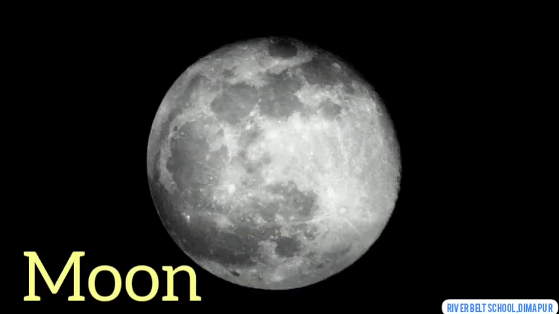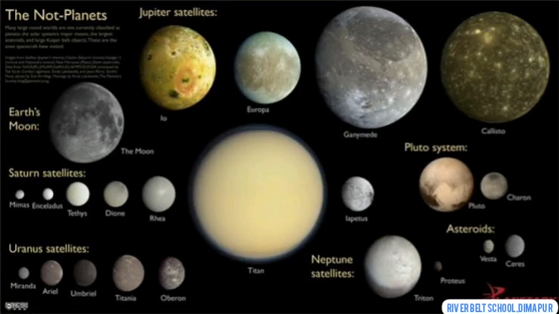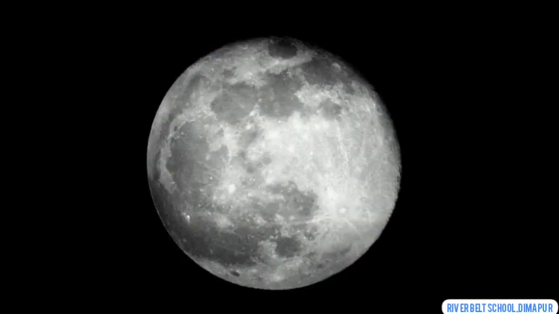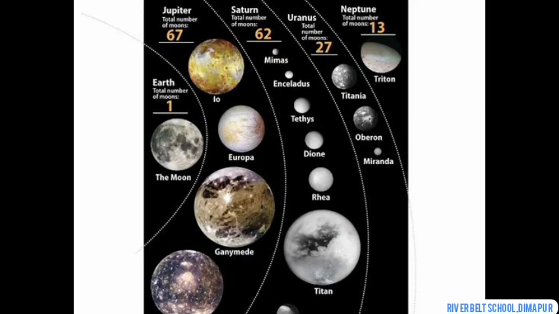The shining moon. There are many moons in our solar system. Some have been discovered and named, while others are yet to be discovered. The moon is the Earth's only natural satellite. Let us now see the number of moons that each planet has.